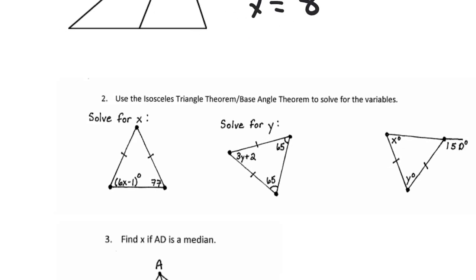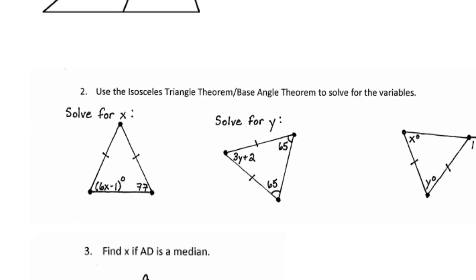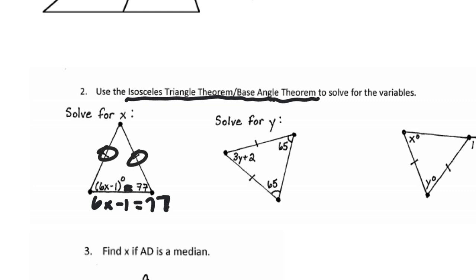Now let's look at the number 2's. All these are about isosceles triangles. That means that the base angles and the sides are equal. The angles across from the equal sides are equal. Okay, so this one, these two are going to be equal. So I'm going to have 6x minus 1 is equal to 77. Okay, and I know those two are equal because the two sides are equal.